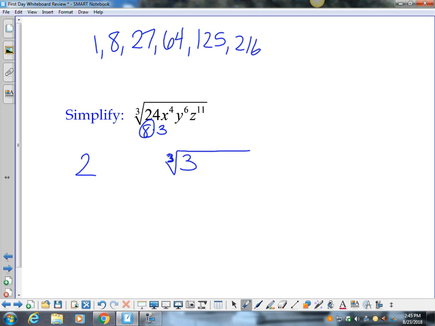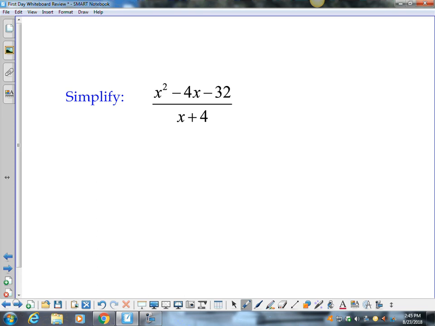I'm going to do the powers the exact same way. 3 goes into 4 one time with 1 left over. 3 goes into 6 twice with none left over. 3 goes into 11 3 times all the way up to 9, so that leaves me 2 left over. Okay, so hopefully you're getting the hang of that, dusting off the skills after a couple of months of not having done that.